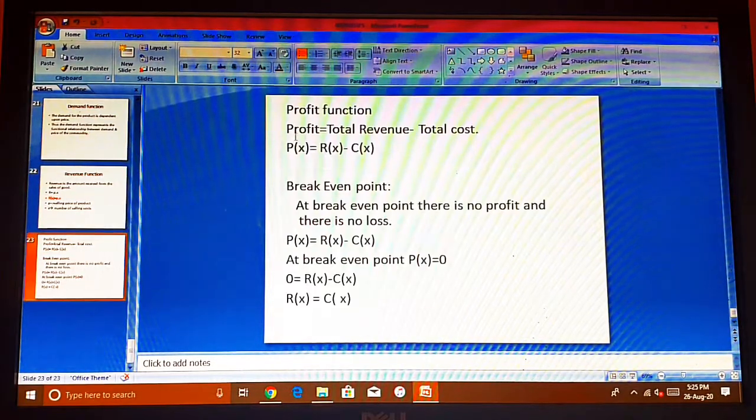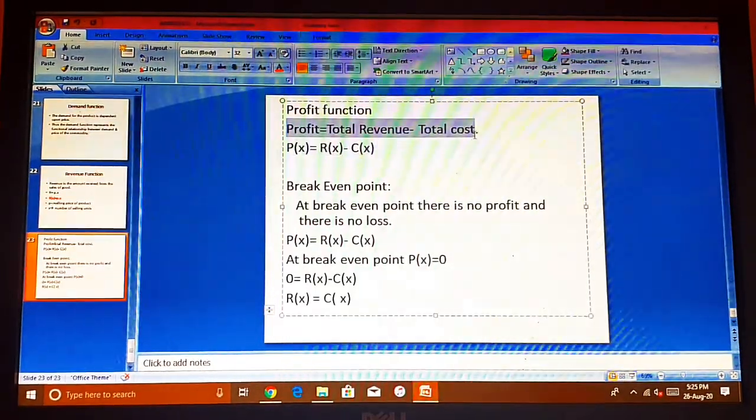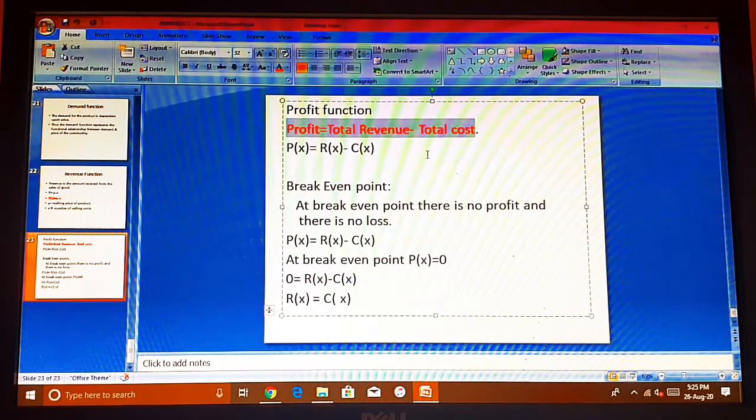Okay, students, and profit function is total revenue minus total cost. That will be the profit. P of X is equal to R of X minus C of X. And break-even point, what is the meaning of break-even point? There is no profit and there is no loss. So R of X will be equal to C of X.